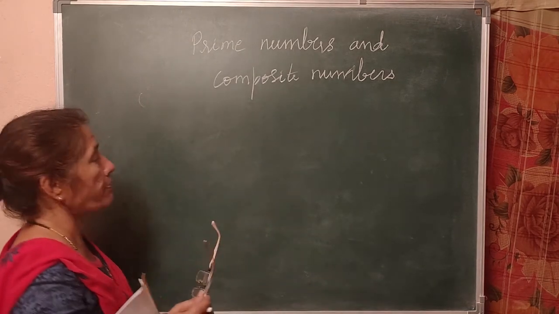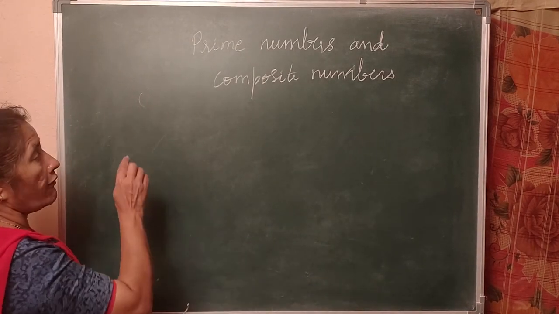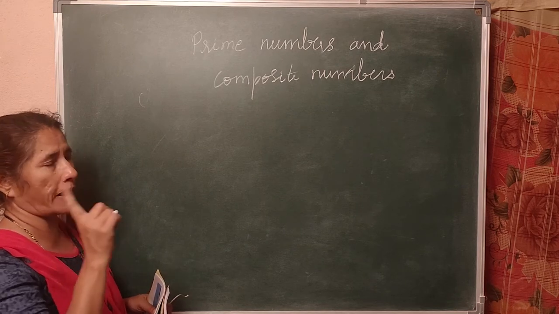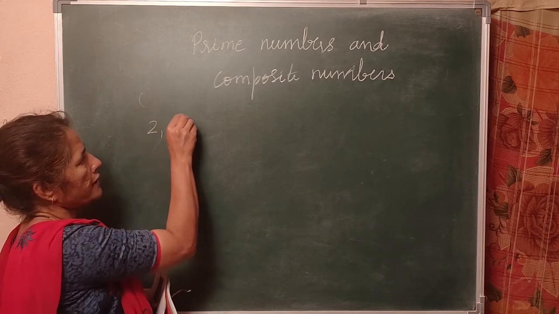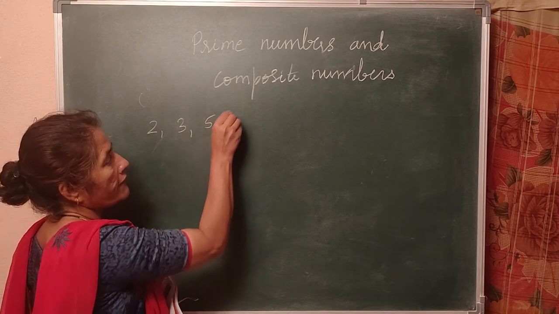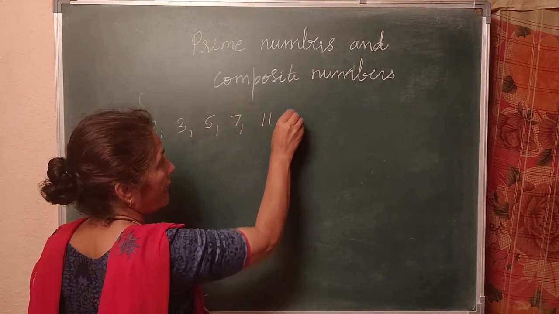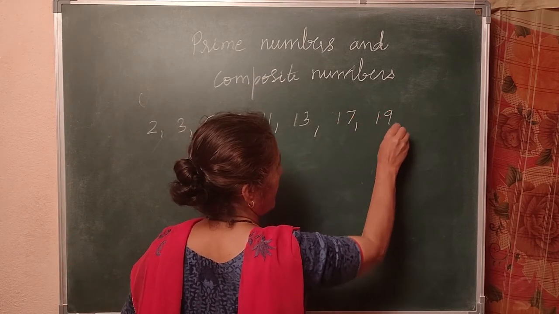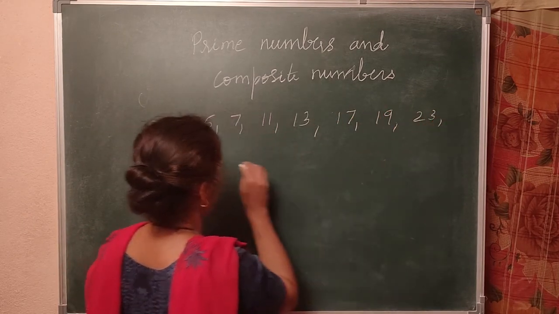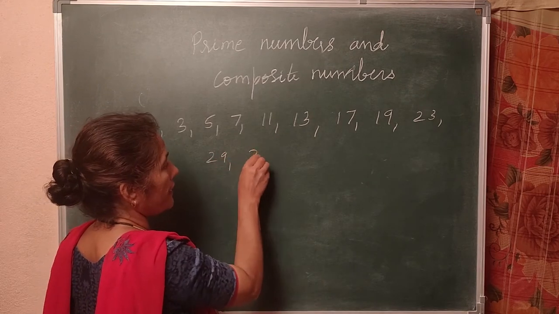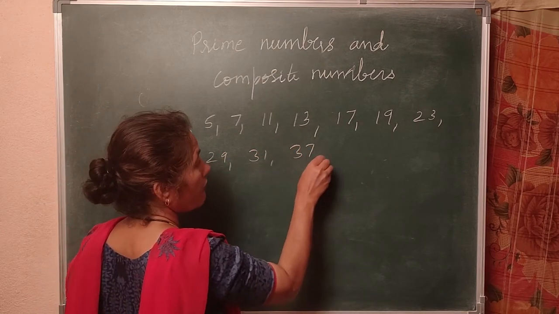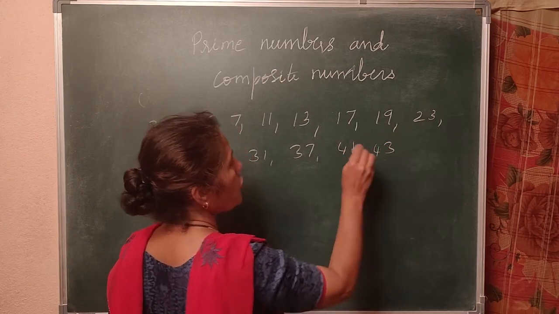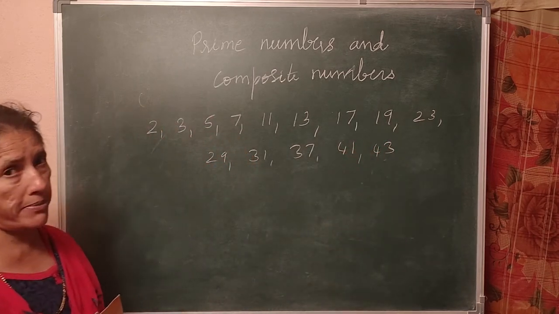Now, let us write down the prime numbers. I said in the last class only, I said 1 is not a prime number. 2, 3, 5, 7, 11, 13, 17, 19, 23, 29, 31, 37, 41, 43 and so on. They are prime numbers.